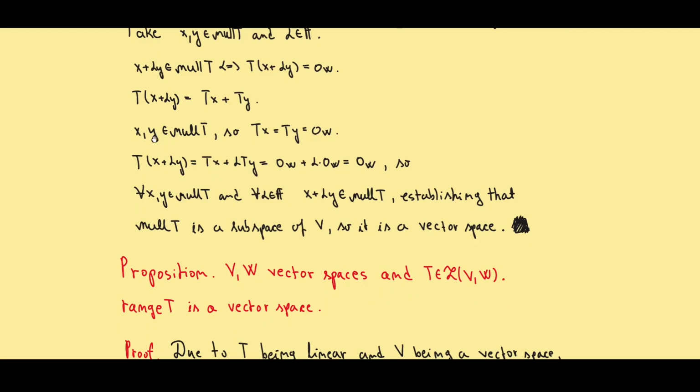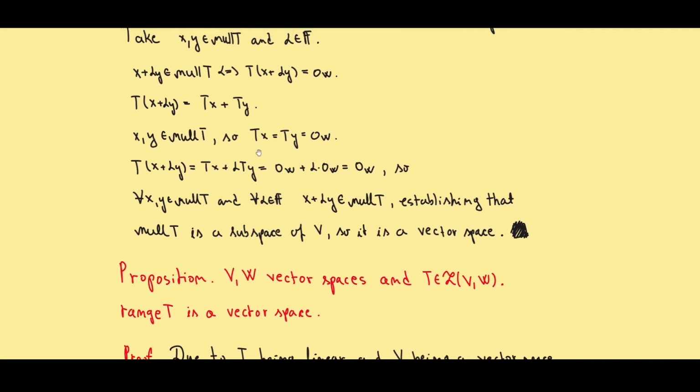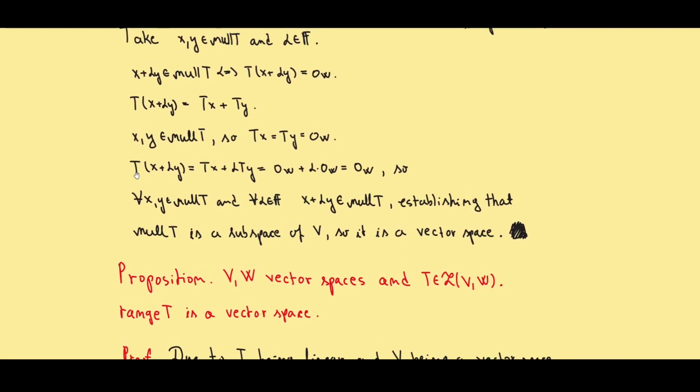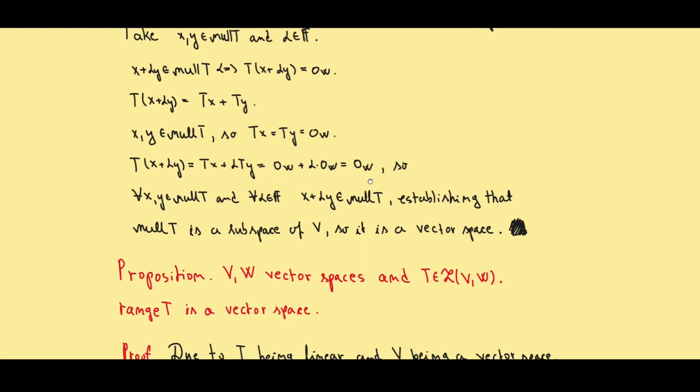Due to x and y belonging to null T, we have that T of x is equal to T of y, which is equal to the 0 vector. So we have that T of this linear combination is equal to this, which is equal to 0 plus alpha times 0, which is equal to 0. So for all x and y belonging to the null space and for all scalars alpha, this always belongs to null T, establishing that null T is a subspace of V, so it is a vector space.